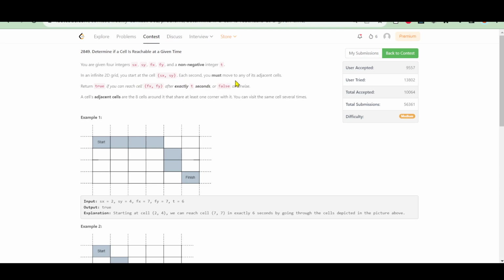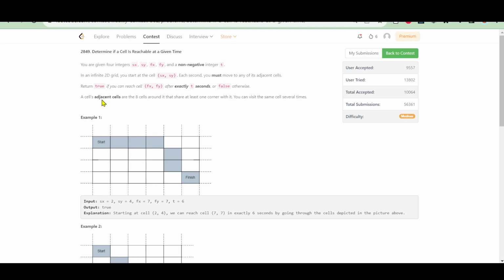Each second you must move to any of its adjacent cells. This is very important and it's going to be very useful in managing the edge case in this problem. Because I didn't pay attention here, the problem showed an incorrect answer in the first attempt. We can't stay still at any second. We have to make a move to one of its adjacent cells.